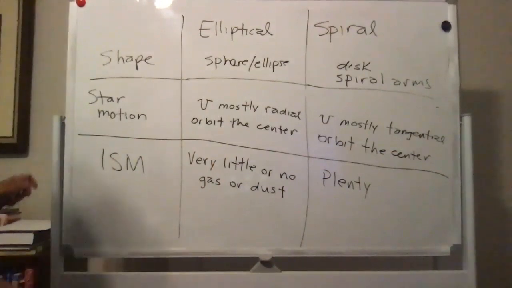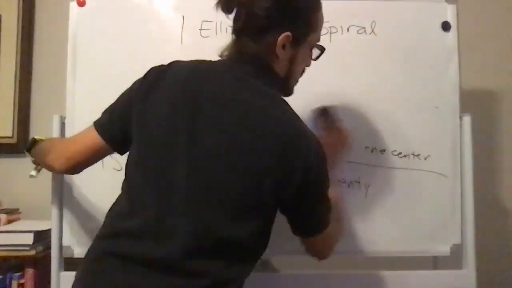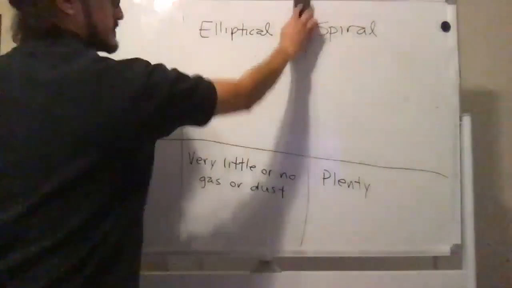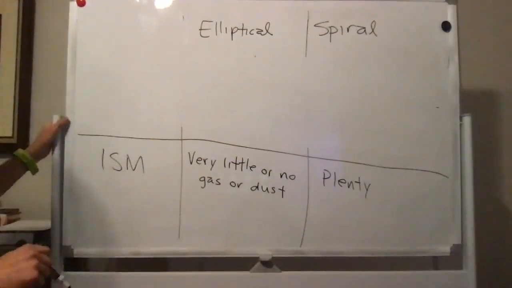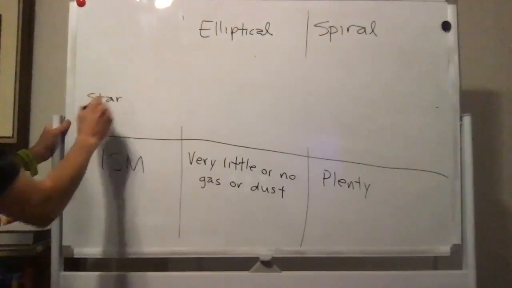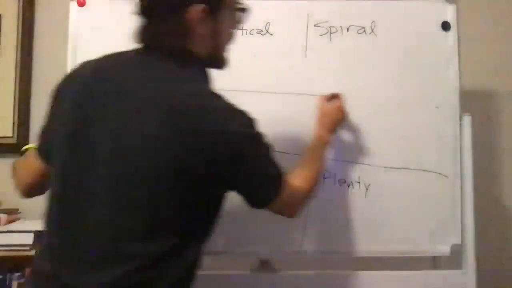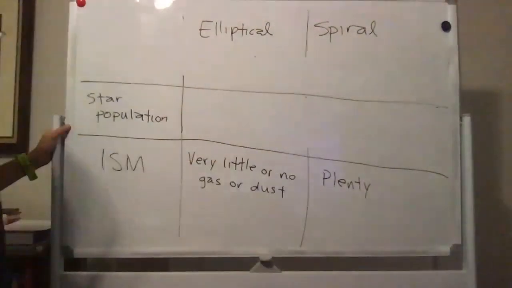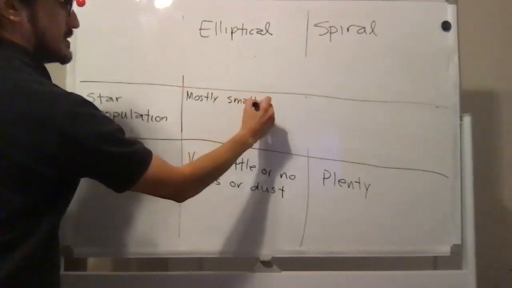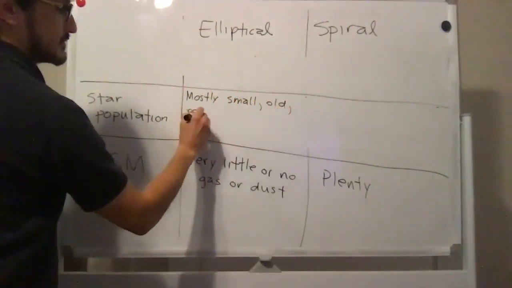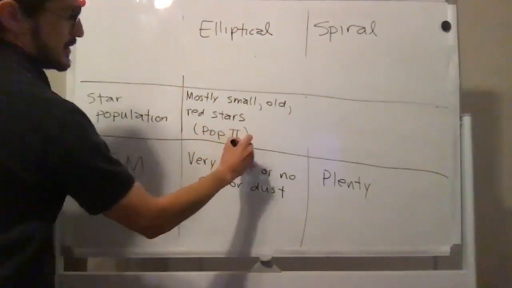Because of these ISM, so star population. Mostly small, old, red stars. And mostly population 2 stars.